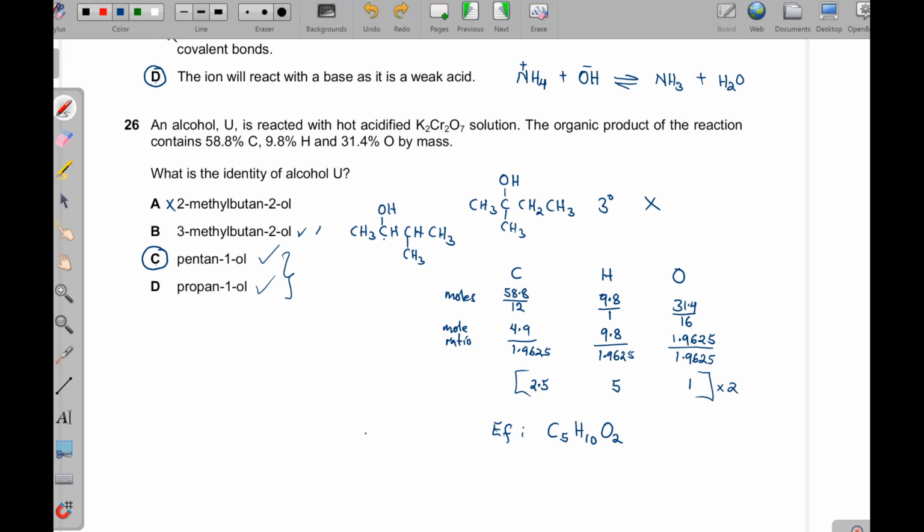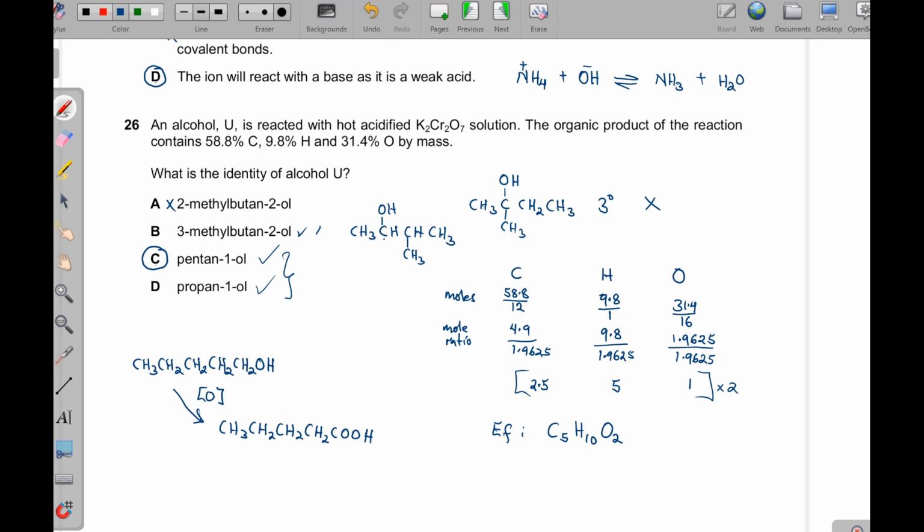And pentan-1-ol, this one is CH3, CH2, CH2, CH2, then CH2OH. When you oxidize this one here, first you'll get an aldehyde, pentanal, that is CH3CH2, then CH2CH2, then we are supposed to have CHO, but then further oxidation is going to take place, and then we get a carboxylic acid, which is COOH.